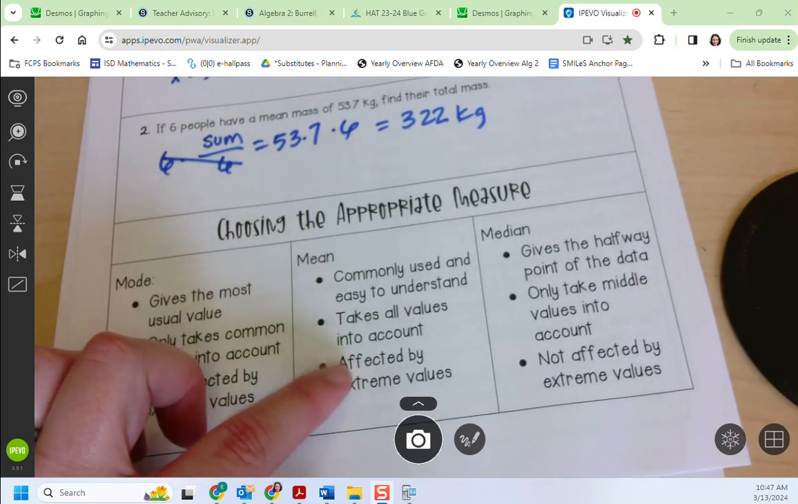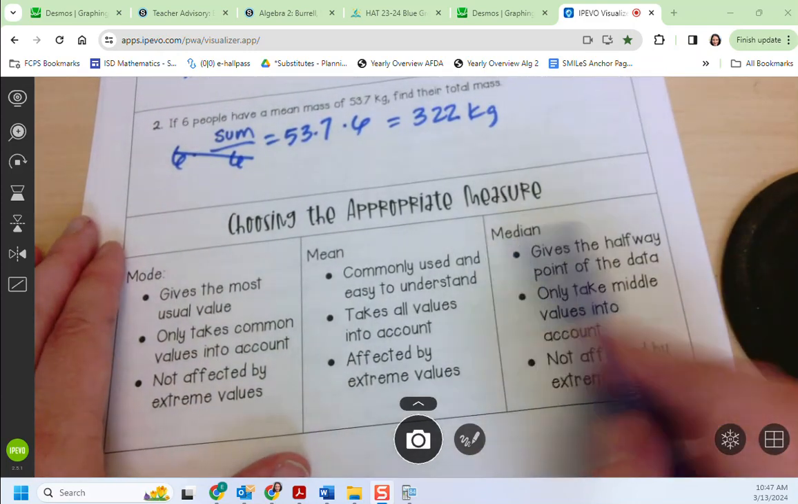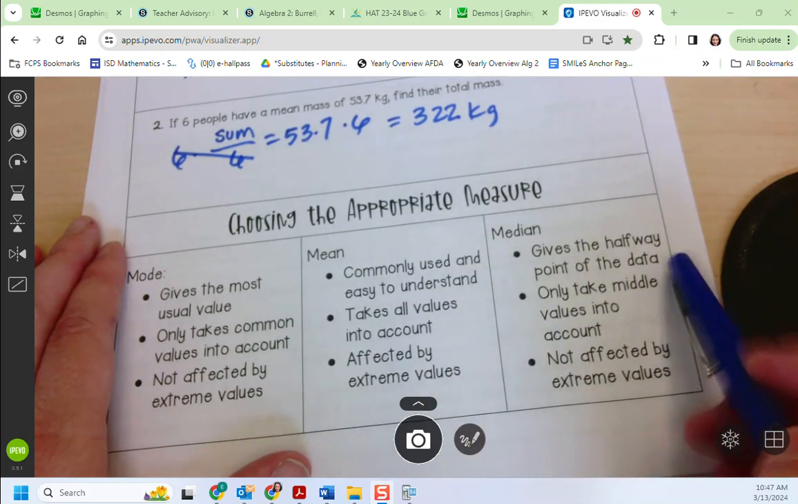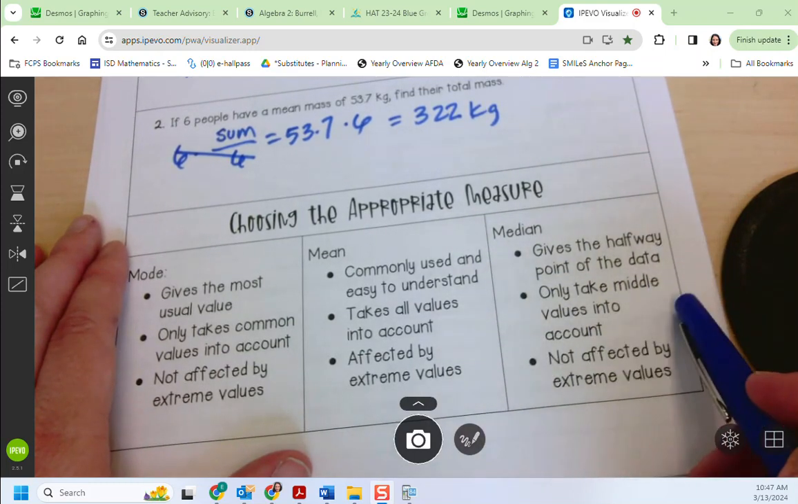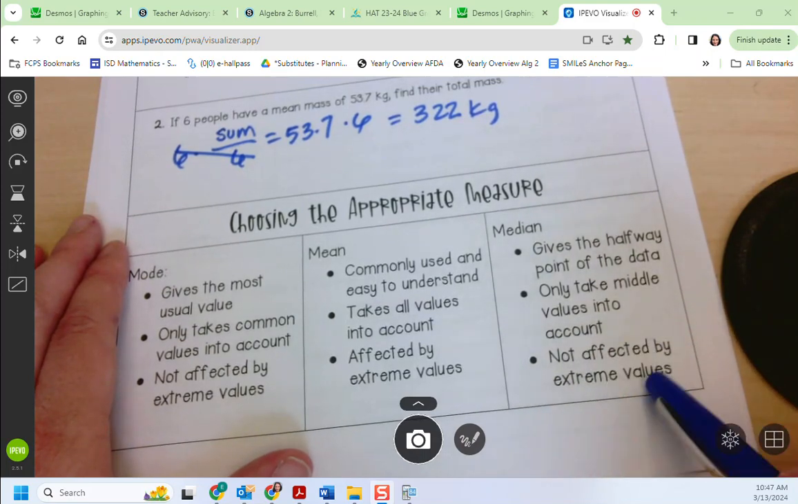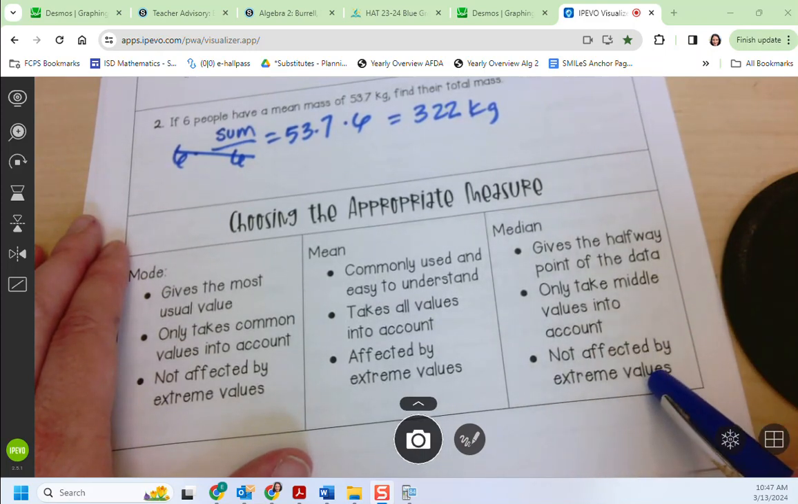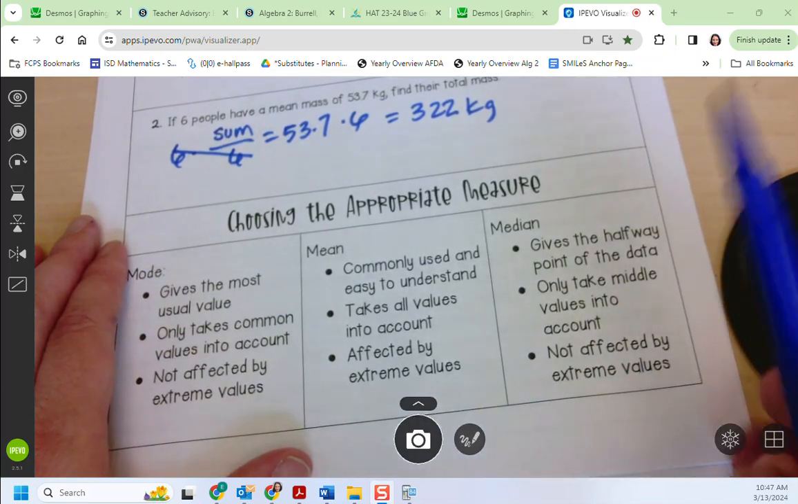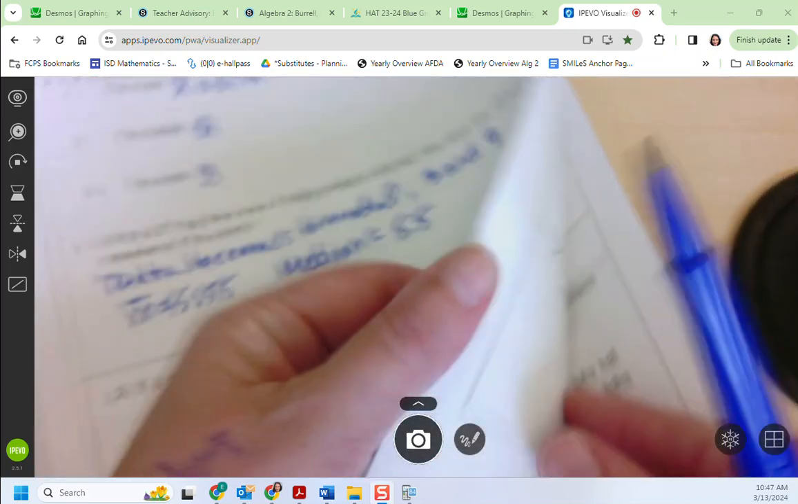So the student with 20 siblings is going to make it seem like we all have a lot of siblings. Median is the halfway point, but it only takes the middle values into account, and it's not affected by extreme values, which you could have on both ends. All right.